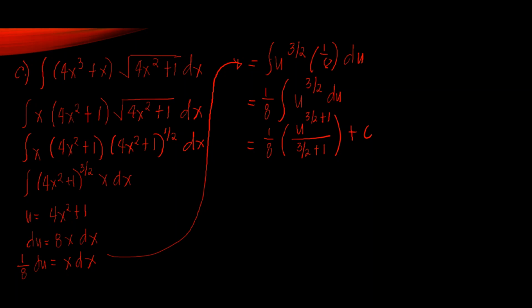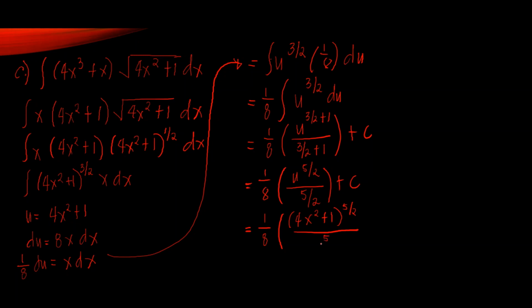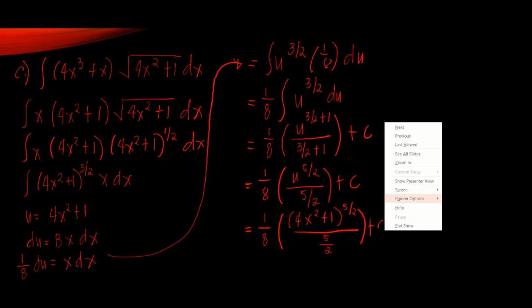Don't forget yung plus c ha, kahit nakakalimutan ko dito sa example. Sa exam ninyo, kailangan may plus c. Okay? So this will be equal to 1 over 8. 3 over 2 plus 1 is 5 over 2. So that is 5 over 2 over 5 over 2 plus c. Okay, so simplifying further, we have 1 over 8 times, what is u? That is 4x squared plus 1 raised to 5 over 2 over 5 over 2 plus c.